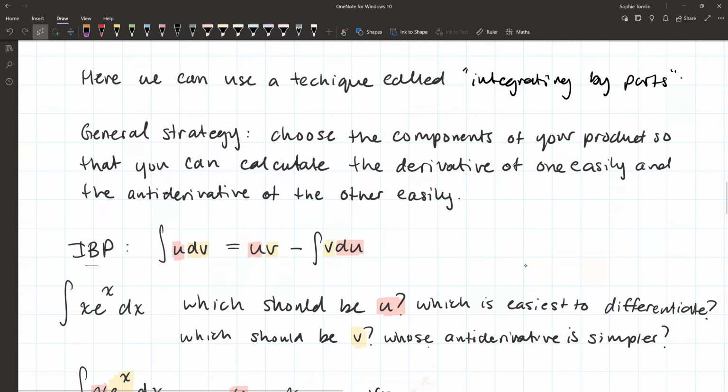So kind of moving on to this next part, which should we choose for u? Which will be the easiest to differentiate? And which should we choose for v? Which one's antiderivative would be simpler?